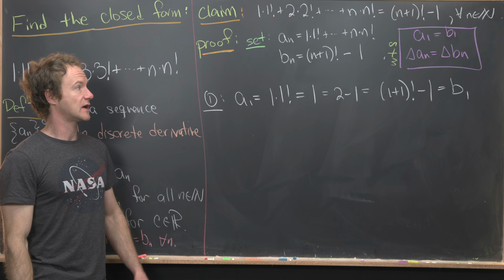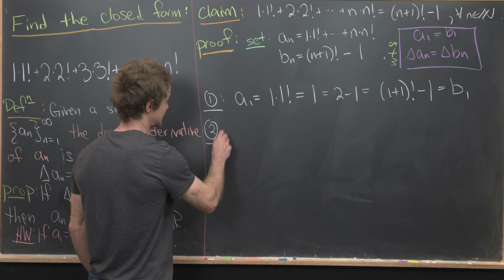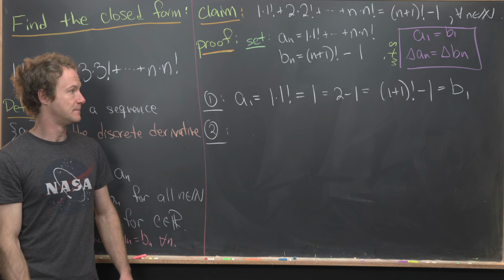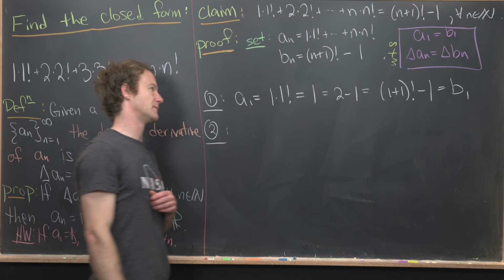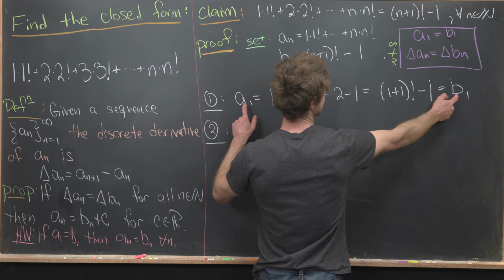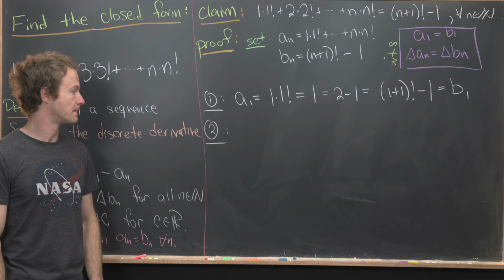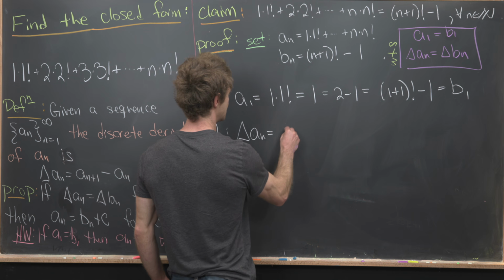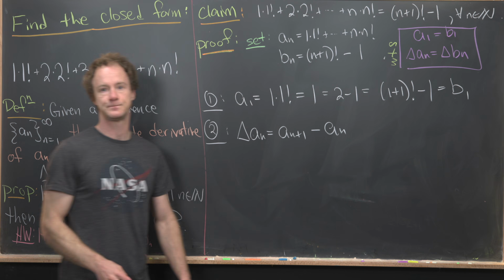Now we'll look at their discrete derivatives to make sure they have the same discrete derivative. If they have the same discrete derivative, then they differ by a constant, but the constant they differ by, if you recall from the proof, is the difference in these two initial terms, and these two terms have no difference at all. Okay, so let's first calculate delta a sub n. Notice that's a sub n plus 1 minus a sub n.